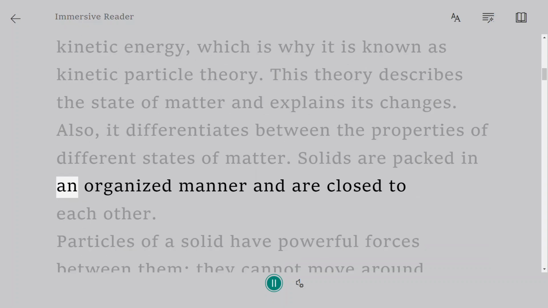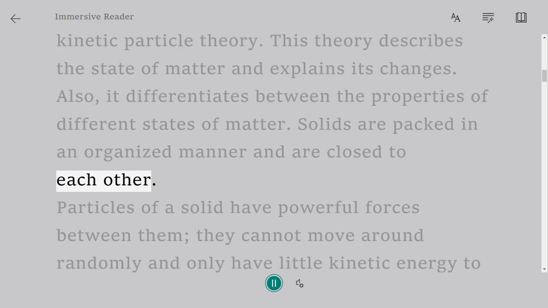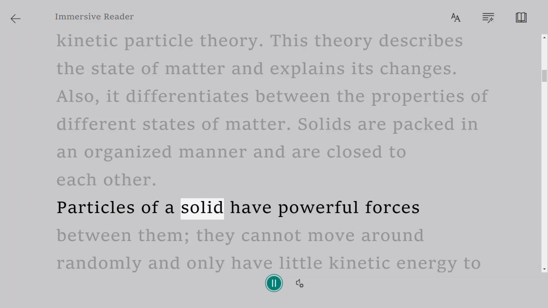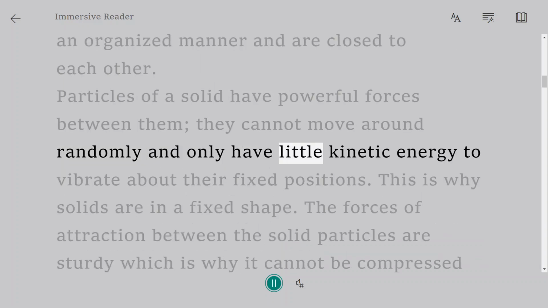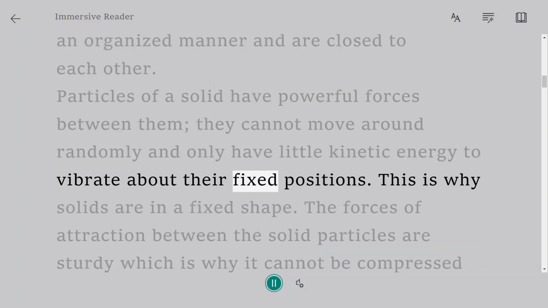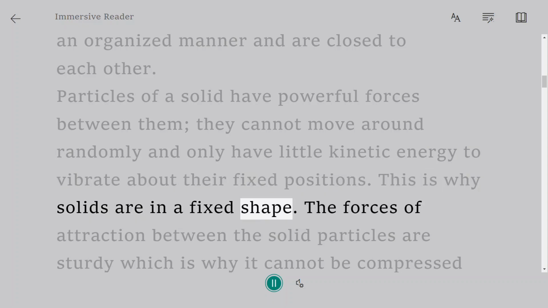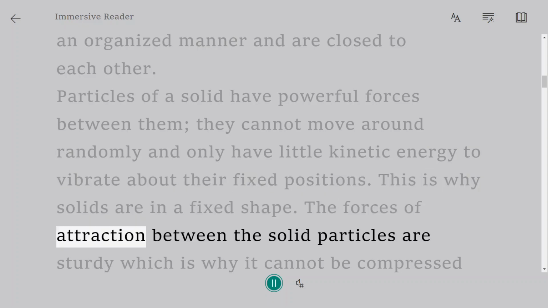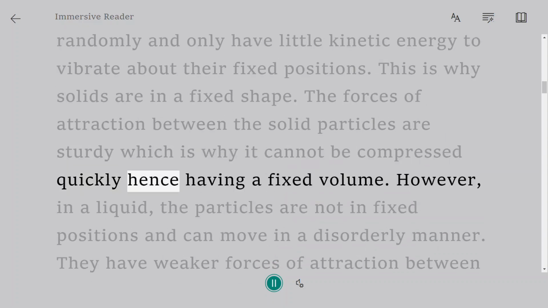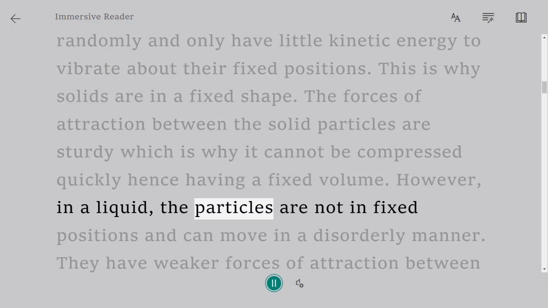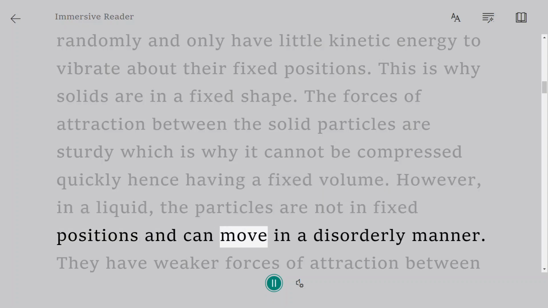Solids are packed in an organized manner and are close to each other. Particles of a solid have powerful forces between them, so they cannot move around randomly and only have little kinetic energy to vibrate about their fixed positions. This is why solids have a fixed shape. The forces of attraction between the solid particles are sturdy, which is why they cannot be compressed easily, hence having a fixed volume.